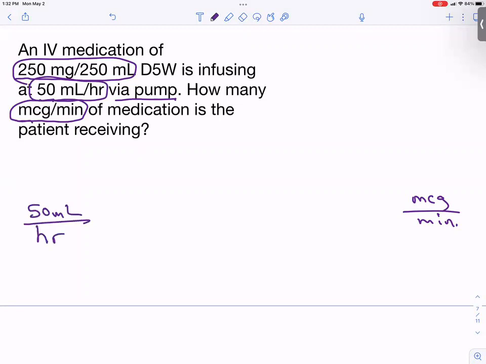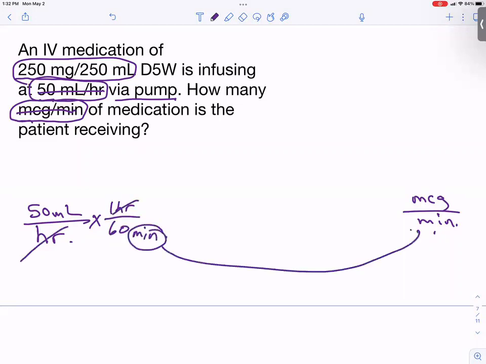So when I look at my problem, I'm somebody that likes to cross off what I used. So how do I get hour to minute? You know, 1 hour, 60 minutes. When I do that, I get rid of hour and I get minute in my denominator. That's exactly what I need there.